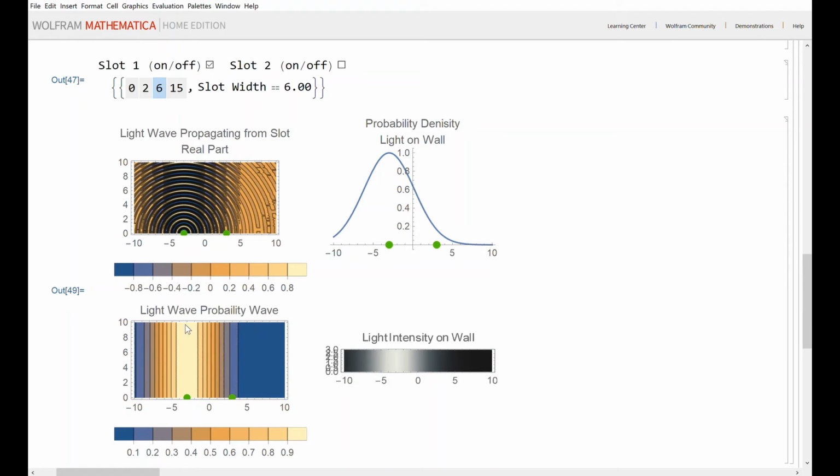And then down on the graph in the bottom left, this is the probability amplitude, which is the magnitude of our wave equation squared. So this is a real function, not a complex function. So we no longer have the cosine, but this is the actual probability density that gives us our light intensity.